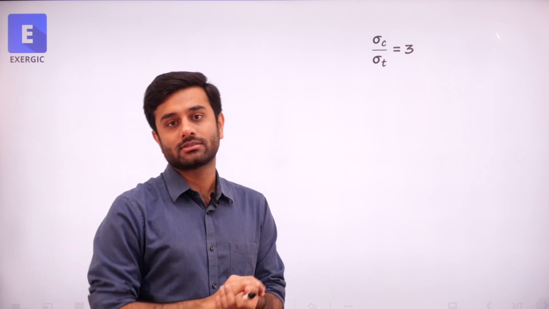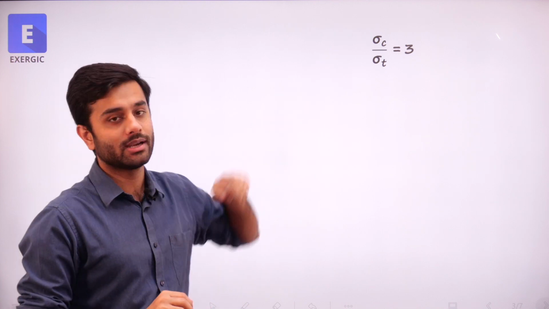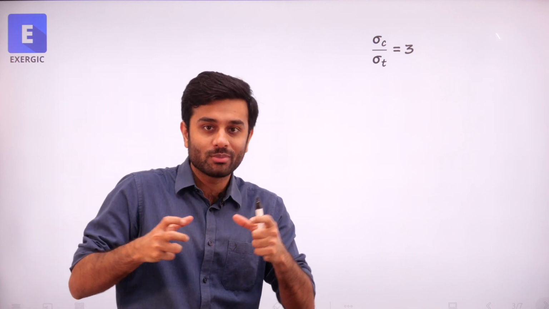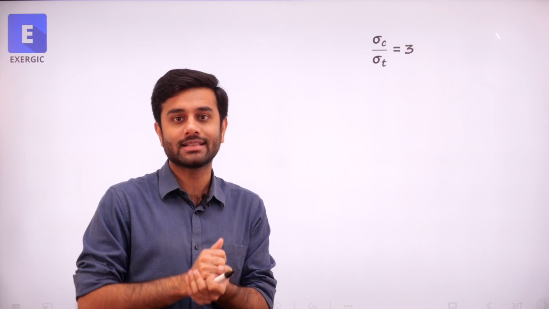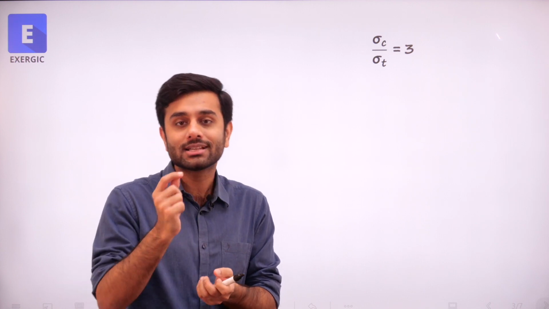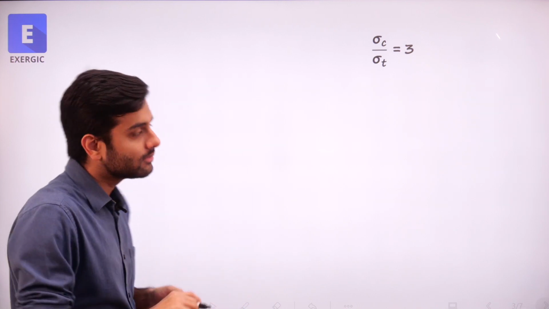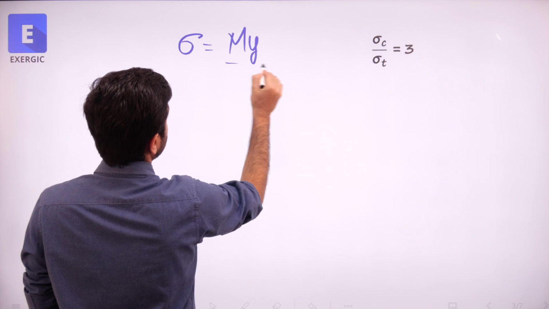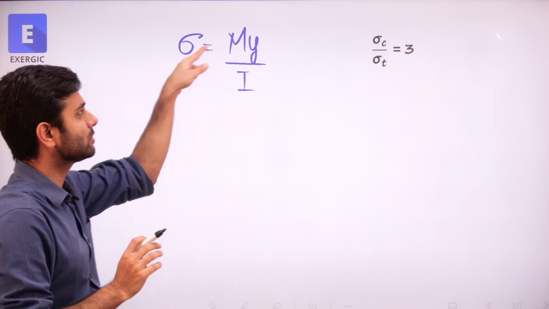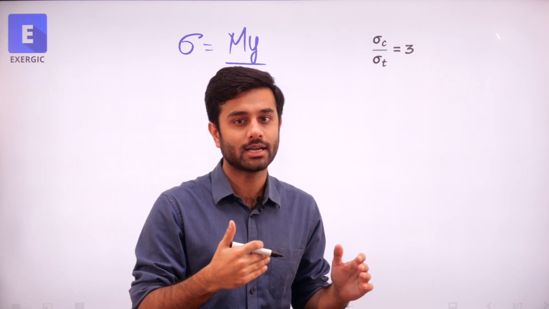This is a bending stress, right? Sigma c and sigma t are not normal stresses as a result of some direct tensile load or direct compressive load. Rather, they are due to bending. And we know that bending stress sigma is equal to M y divided by I. We know the usual meanings, so I am not repeating that.